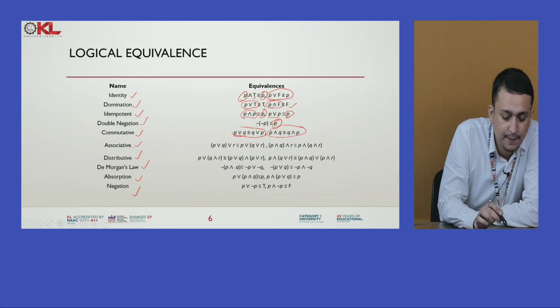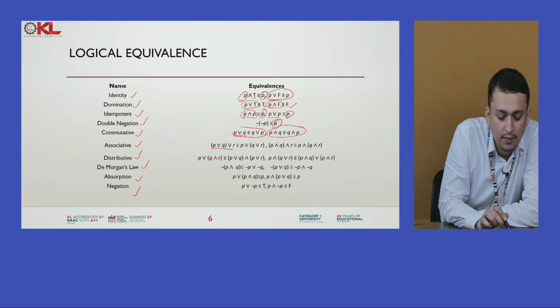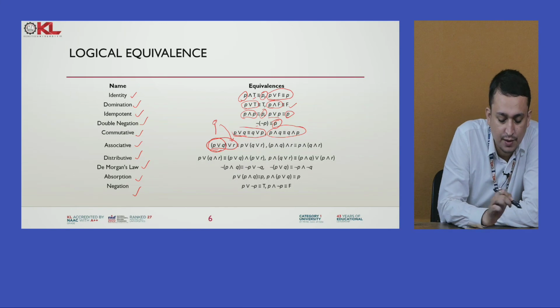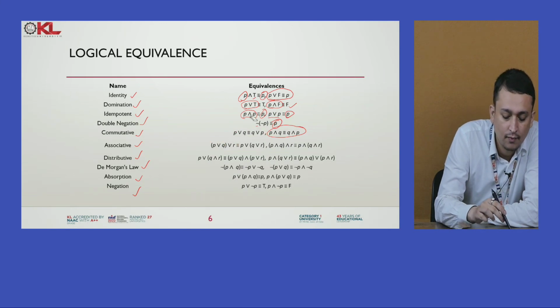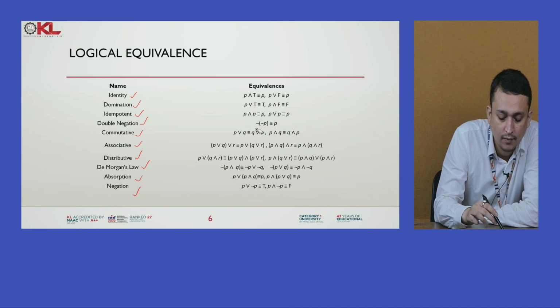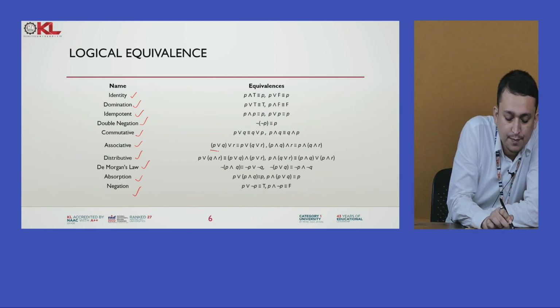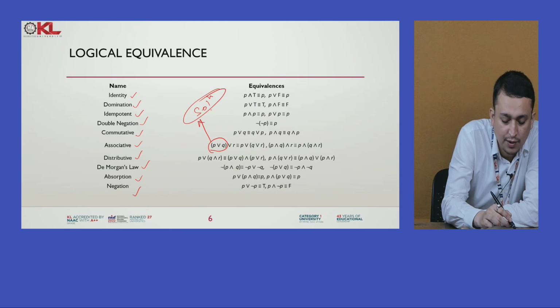Then associative: P disjunction Q, then in brackets, disjunction R. This indicates that we first perform the operation inside the bracket, and with the result of that part we then perform the operation with R.